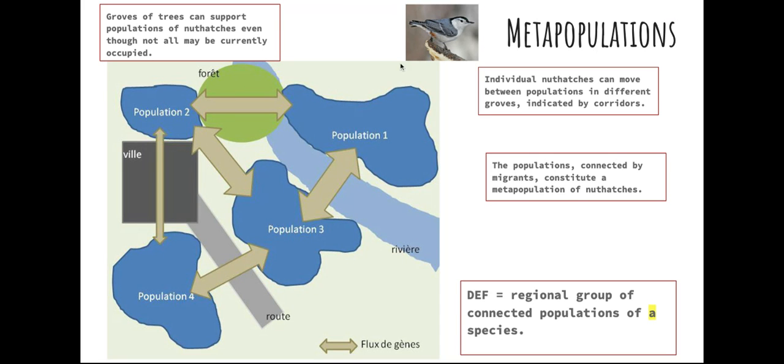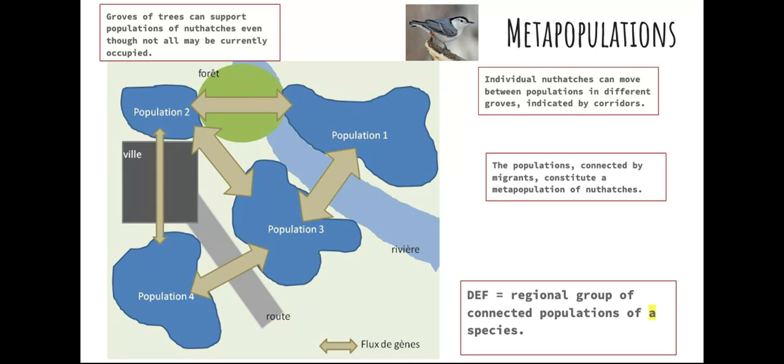Okay, so for example, these nuthatches are going to use the groves of trees to live, like a habitat. So they are able to move individually. They don't have to be moving in groups. So that helps a lot if we provide corridors for them to be connected with other populations.